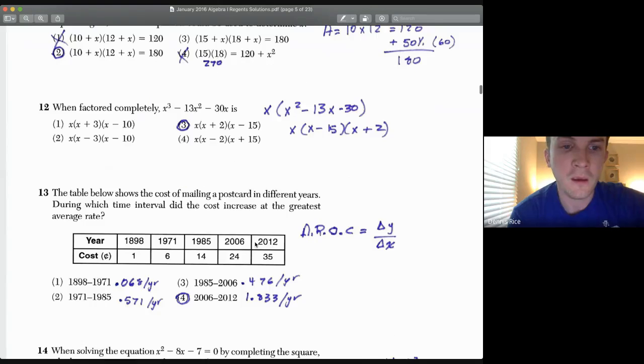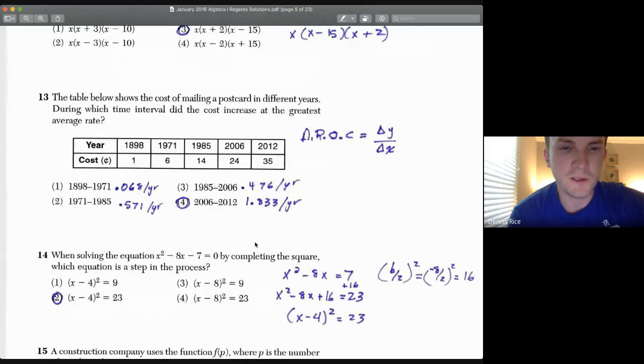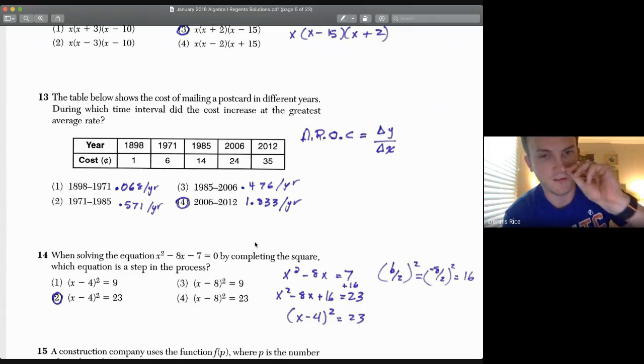Thank you. We saw the, did we see this one recently? No, maybe one like it. A-Rock question, average rate. They just didn't use the full name there, but average rate of change basically. So these are annoying. You have to do every one and then choose the greatest one. The greatest one happens between 2006 and 2012. Choice 4.